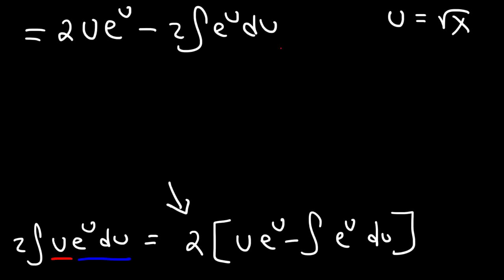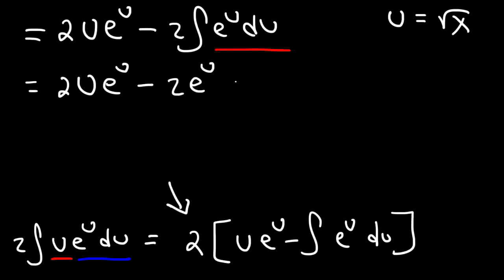And we know what the integral of e to the u is. It's going to be e to the u plus c. So this is going to be 2u e to the u minus 2 times e to the u, and then plus c. You don't have to say 2c because that's still going to be a constant, so we'll just write plus c. Now the last thing that we need to do is replace the u variable with the square root of x into this expression.